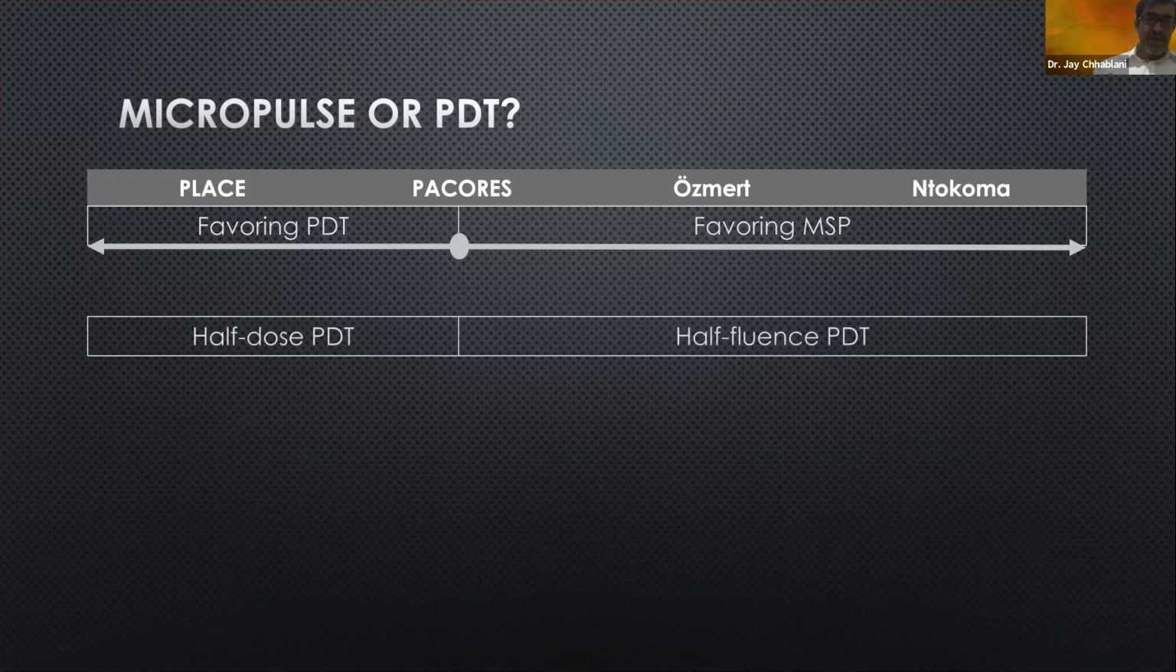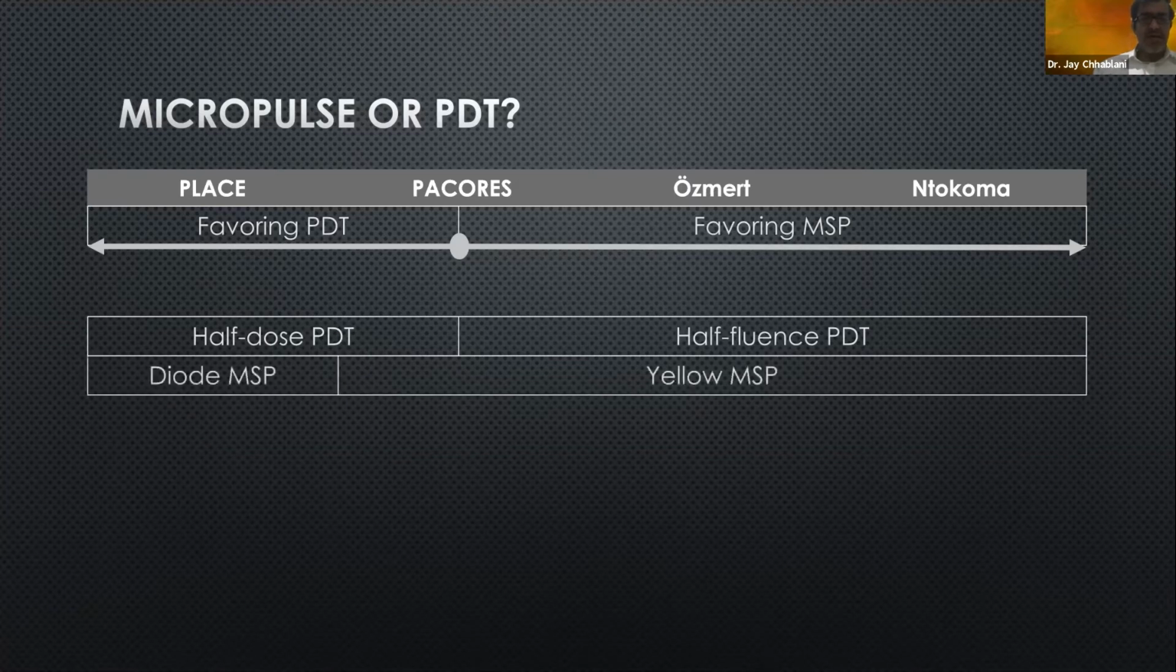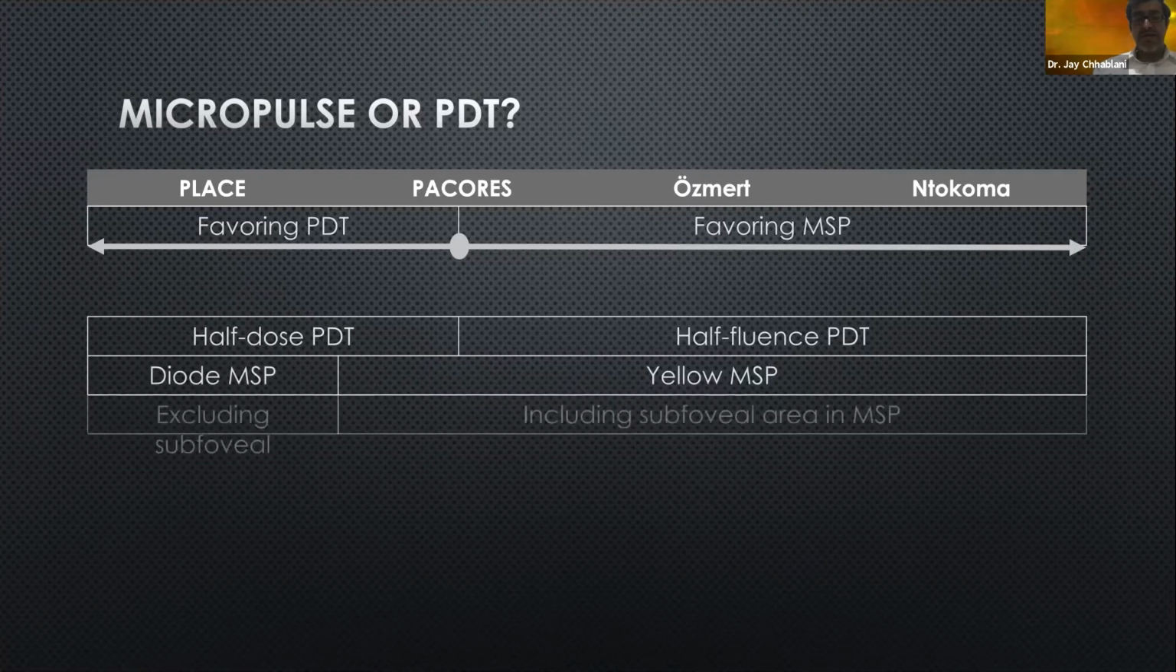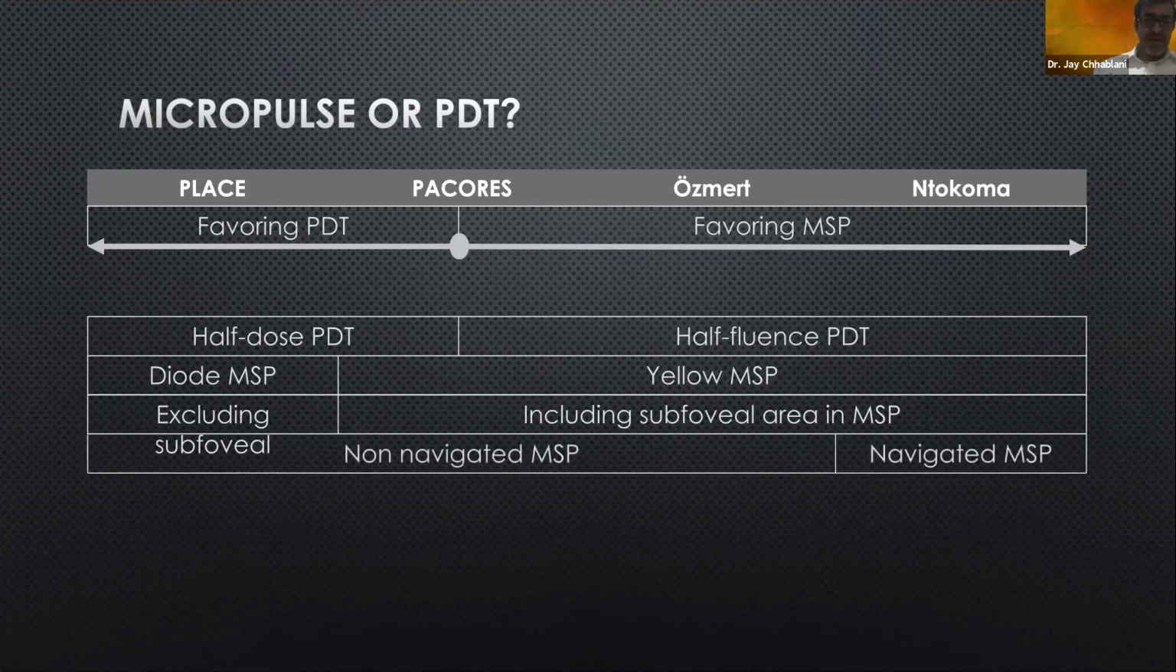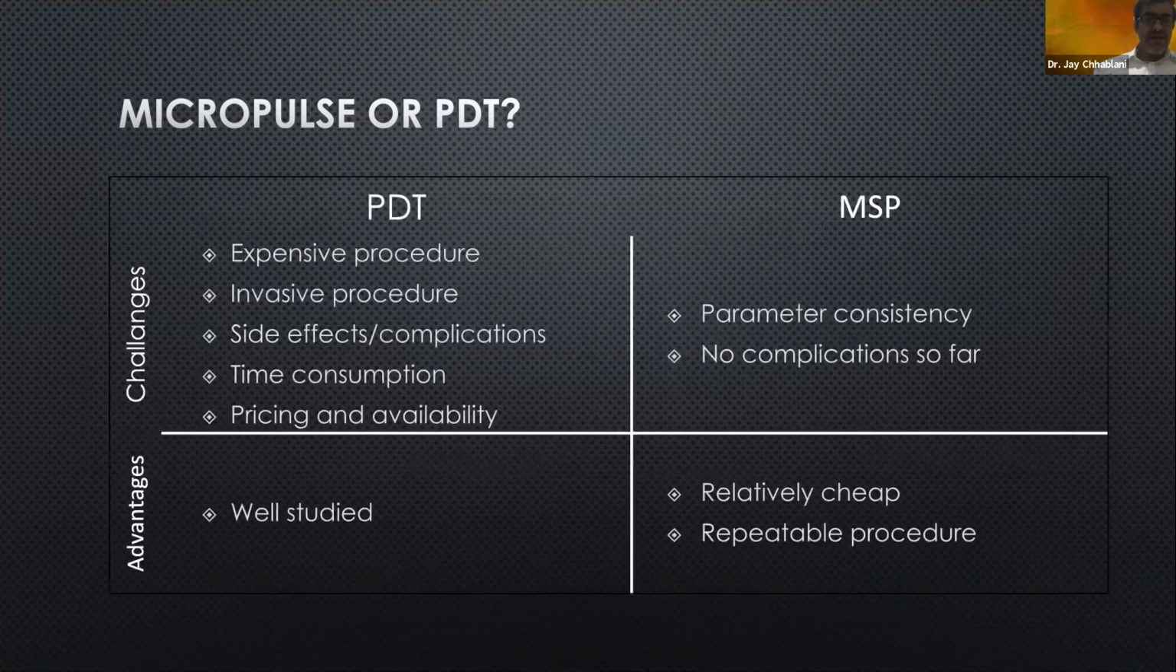So if you really look at the comparison, the PLACE study used half dose PDT, the rest of the studies used half fluence PDT. We used yellow micropulse, the PLACE study used diode micropulse laser. And they did exclude subfoveal fluid, but in many of the studies, we did include subfoveal fluid as well. Our study was the only study where we used navigated laser. The rest of the studies were non-navigated laser.